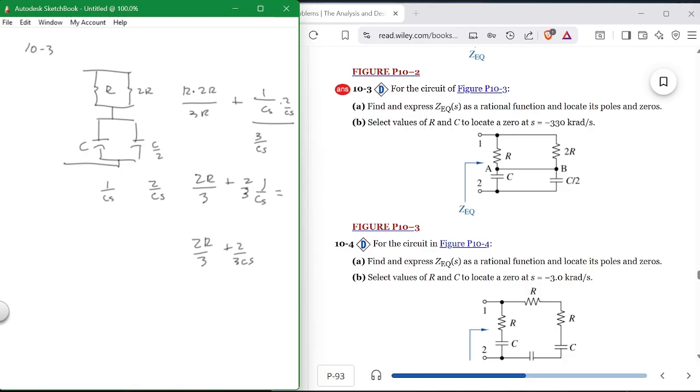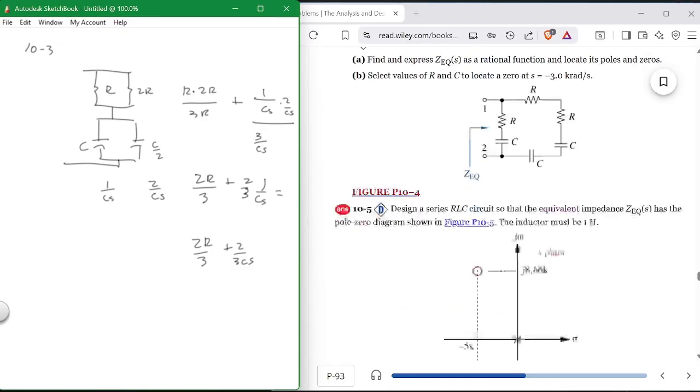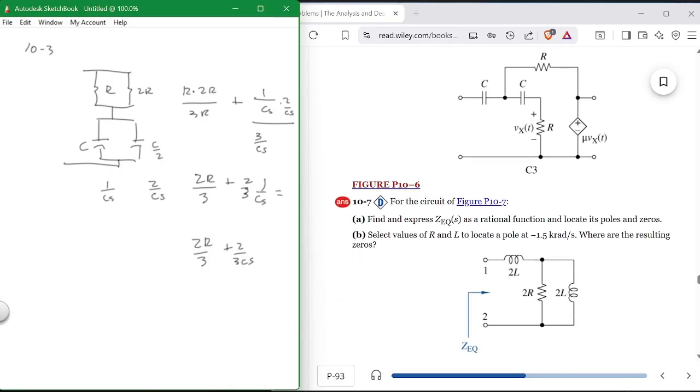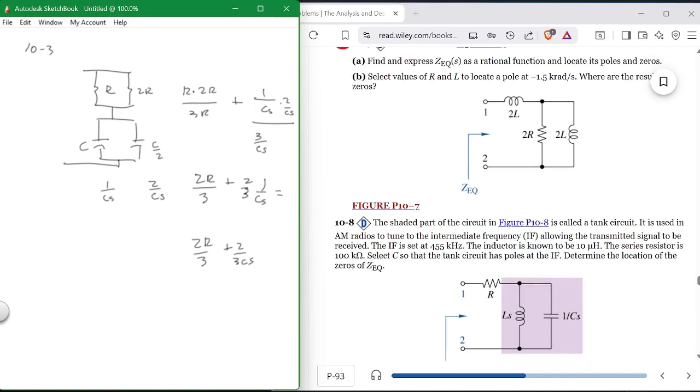So again, that's not a big deal. I'm not worried about that, but that's how you analyze that. This is how you would analyze this, based on your sheet. Okay, now moving along, what is the maximum value of poles? Again, I'm not going to worry about that. Find the expression of Z equivalent as a rational function, locate its poles and zeros, and select a value to it. So again, they are just playing with this stuff.